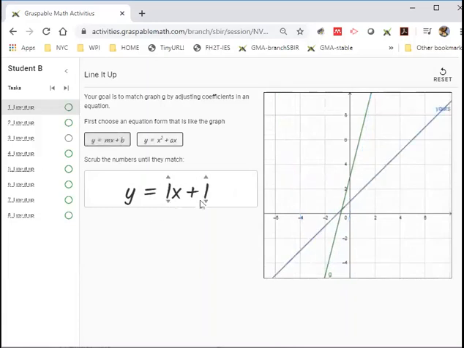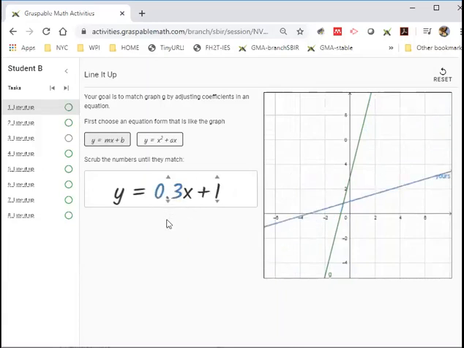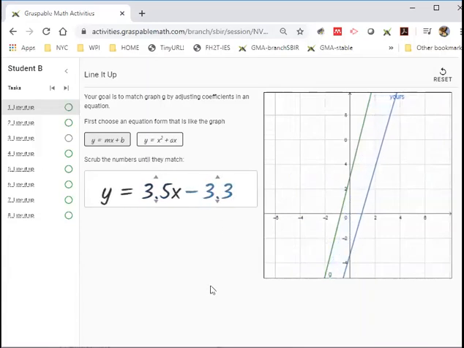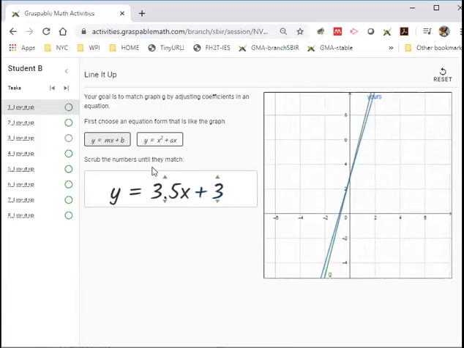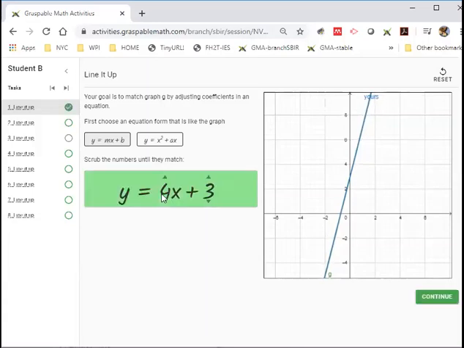Now we have two numbers that we can adjust in the equation, both the slope and the y-intercept. If I get the graph to match, and release, the equation turns green, indicating that I have found a match, and a continue button shows up in the lower right corner.